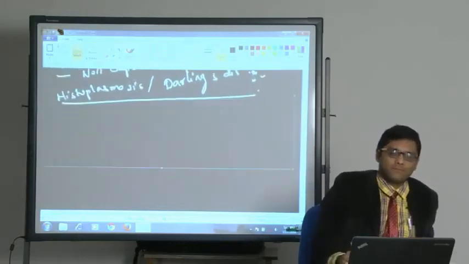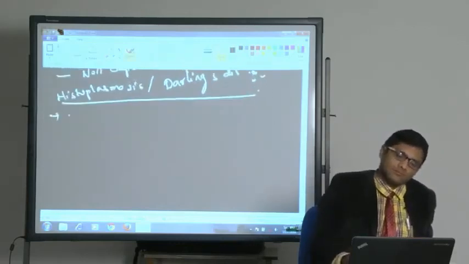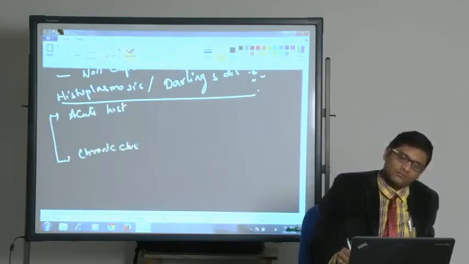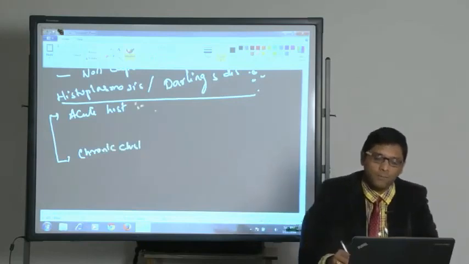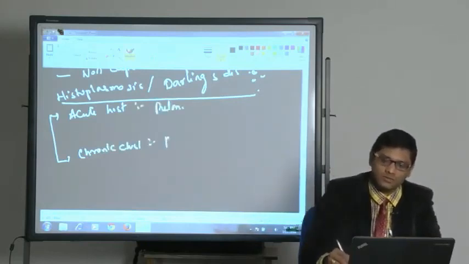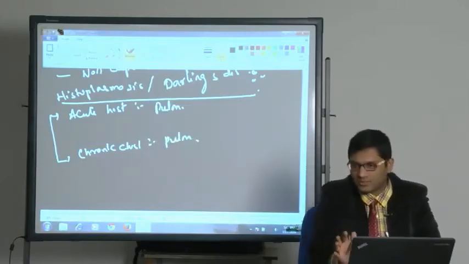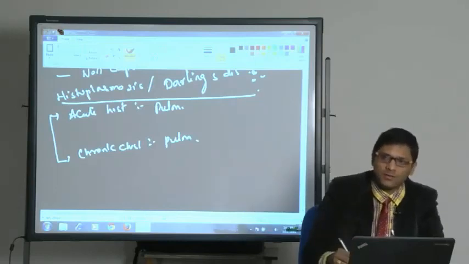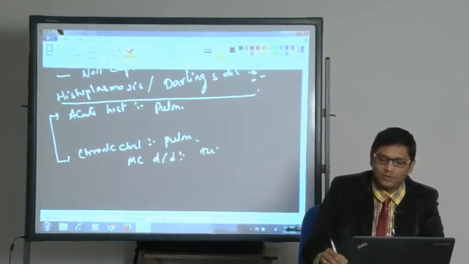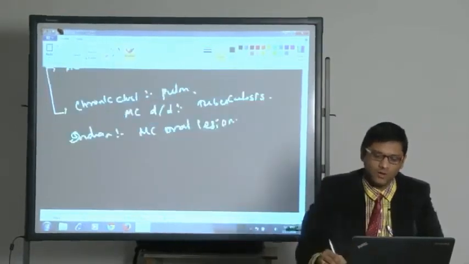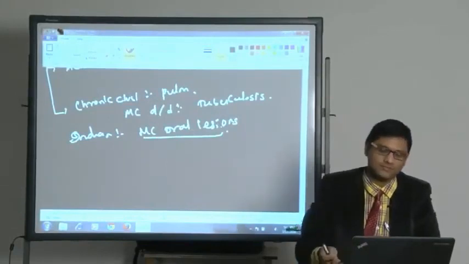Darling's disease is characterized by an acute histoplasmosis and chronic disease. They say that pulmonary manifestation is the most common manifestation. Both acute and chronic pulmonary histoplasmosis is the most common manifestation, and the most common differential diagnosis will be tuberculosis. Mucocutaneous oral lesions are common in Indian cases.